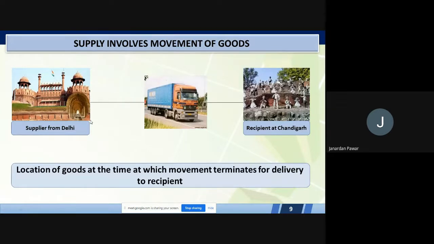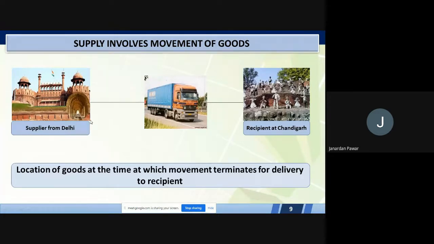Basically, Delhi is a union territory and Chandigarh is the capital city of Punjab, and it is the capital city of Haryana too. So this is a common capital city for Haryana and Punjab. So these are the states. So this transaction has taken place between one state and one union territory. And this is the kind of supply which is taking place between one state and one union territory.